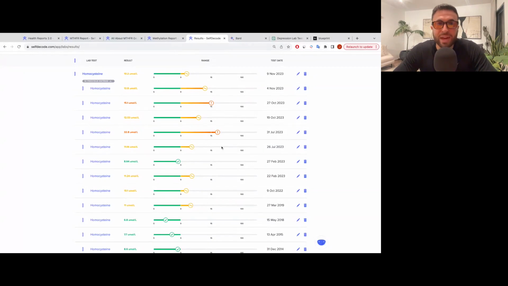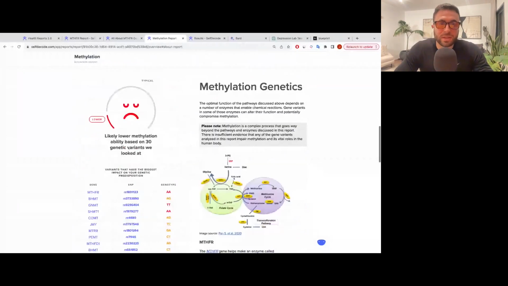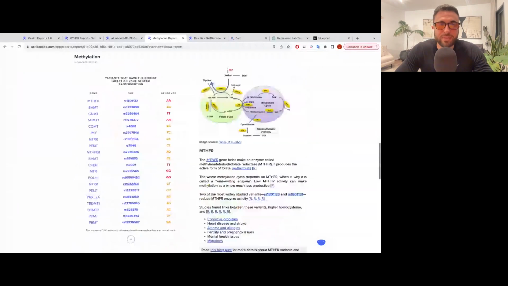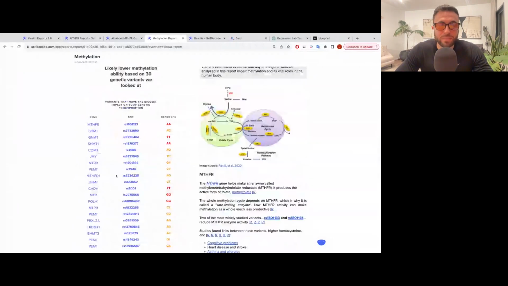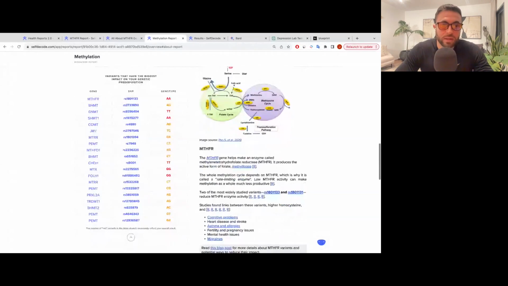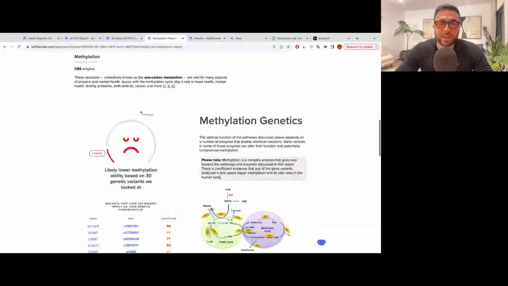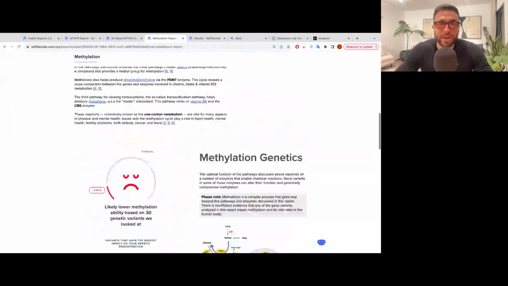Now, we also have a methylation report that is quite good. It's the best report on the market by far. In this case, we're looking at 30 variants that have some proven connection or some evidence of a connection to some kind of methylation pathway. And we're looking at many genes, not only MTHFR, so that includes BHMT, SHMT1, COMT, MTR, MTRR, MTHFD1, PEMT. There's a lot of names there, but essentially these are a lot of enzymes that are relevant in the methylation pathway. And in my case, you could see that I am lower in methylation.